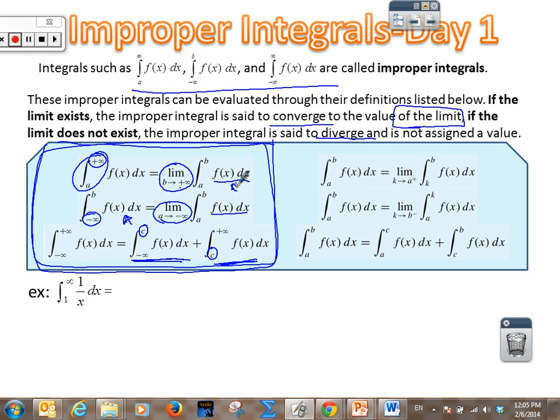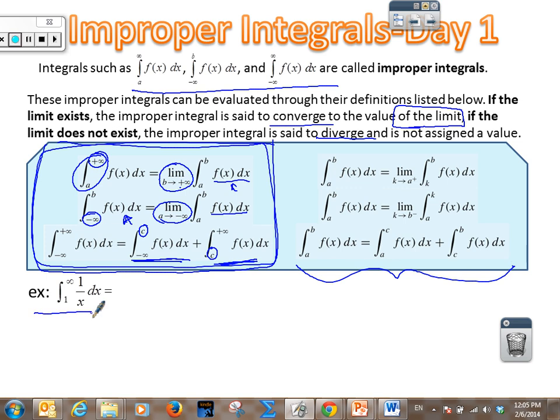Tomorrow's lesson has to deal with these particular formulas, and it's not as apparent that they're improper integrals. They require a little bit more investigation. So we'll do that tomorrow. Questions so far? Okay. Here's our first example.